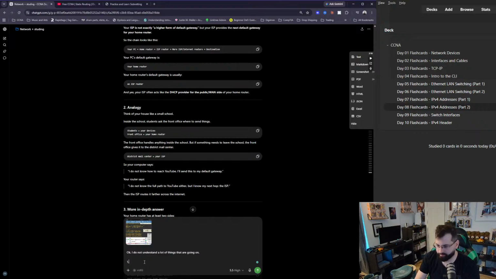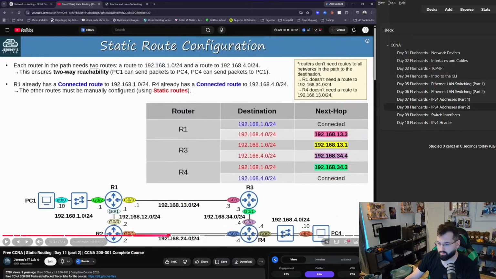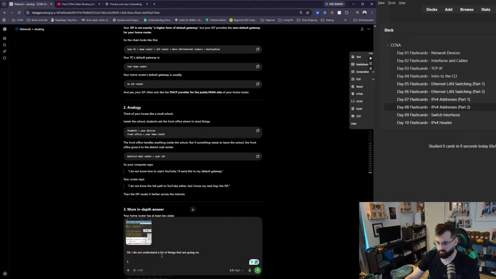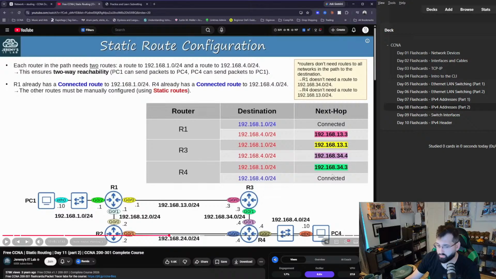It's always better to number. G0/1 interface. Okay. I do not understand how we figured out the next hop. Okay, so what exactly am I confused about? Let's see if we can pin it down.